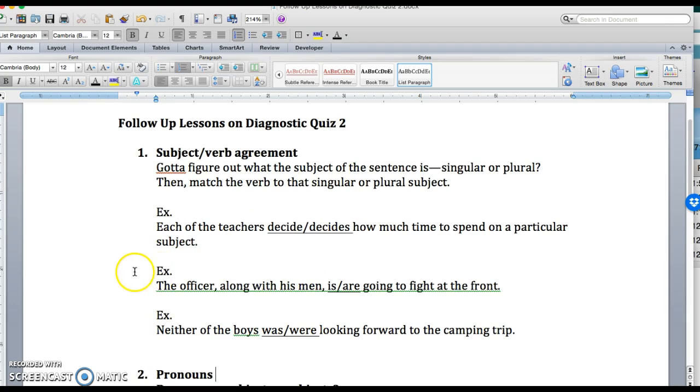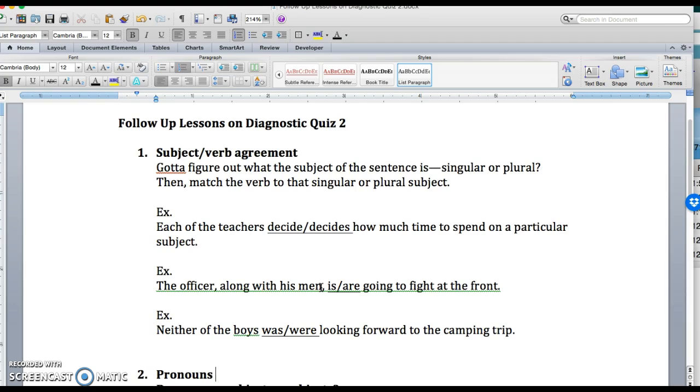All right, moving on. This one drives me nuts, but believe it or not, in this sentence, the officer, along with his men, is or are going to fight at the front. The subject of this sentence is the officer. It's not the officer and his men. If it said the officer and his men, then that would be plural, and you would pick the plural form of the verb to be. But this along with his men, that's not the subject. That's sort of a qualifier of the officer. So let's take out along with his men, and of course, in that case, you would know that the officer is going to fight at the front.